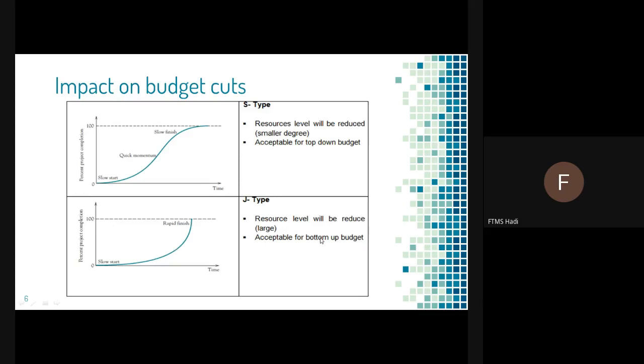That means bottom up budget. Okay, so S type is more on top down budget, which is go for the major one and then minor, and this one is minor first and then go for major. Yeah. All right.